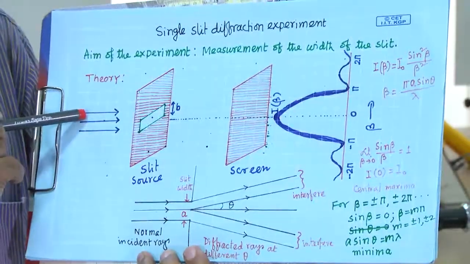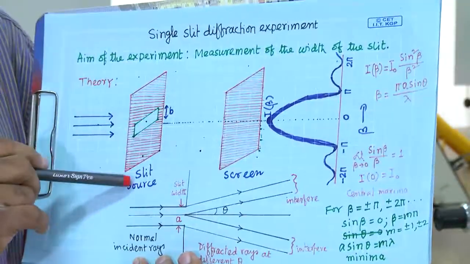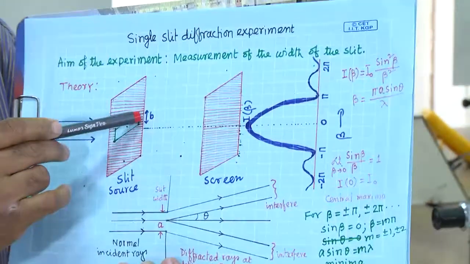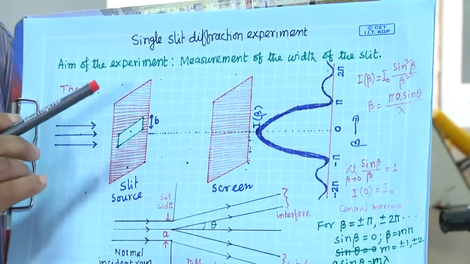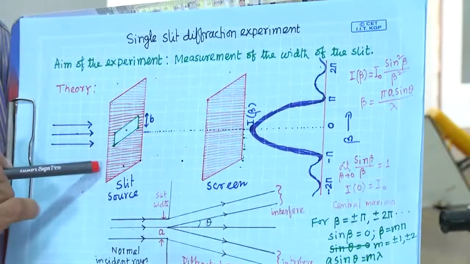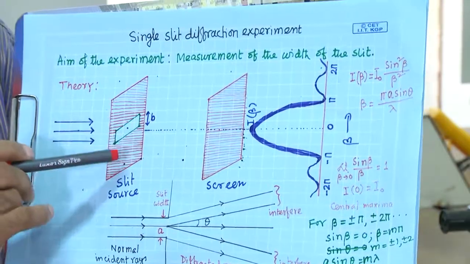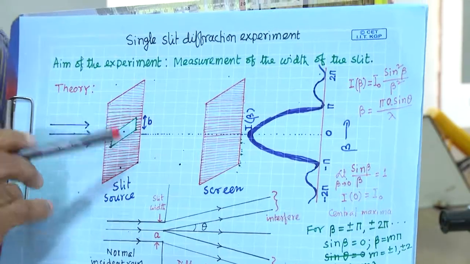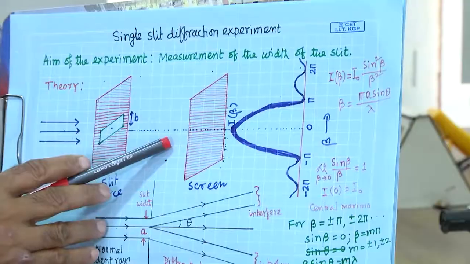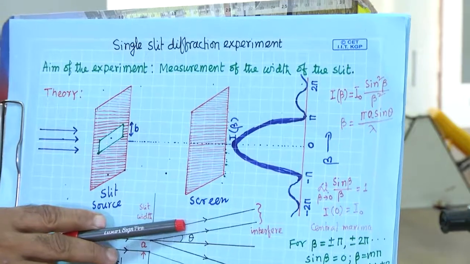Now, parallel rays are falling normally on this slit. This red part is basically opaque and this rectangular part is open. So, light will pass through this slit, and after passing through the slit, if its width is in the order of the wavelength of this light, then we will see the diffraction pattern on the screen.